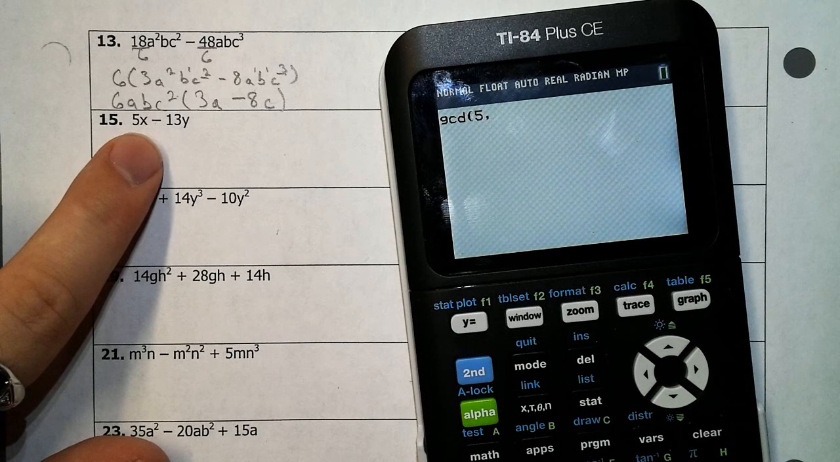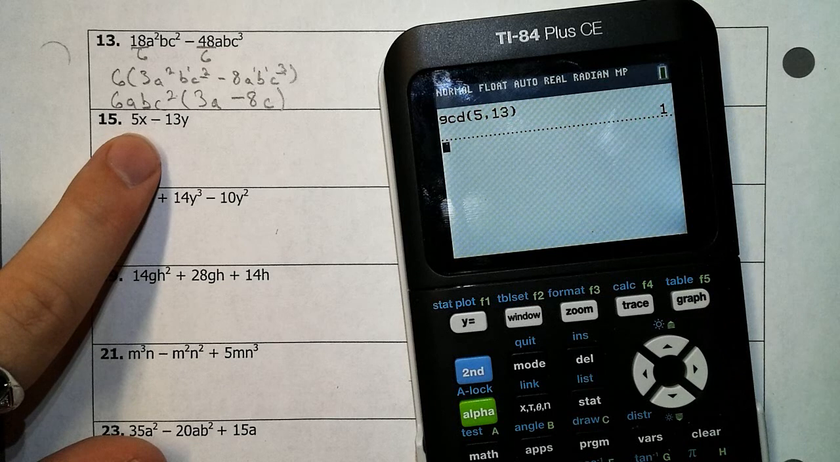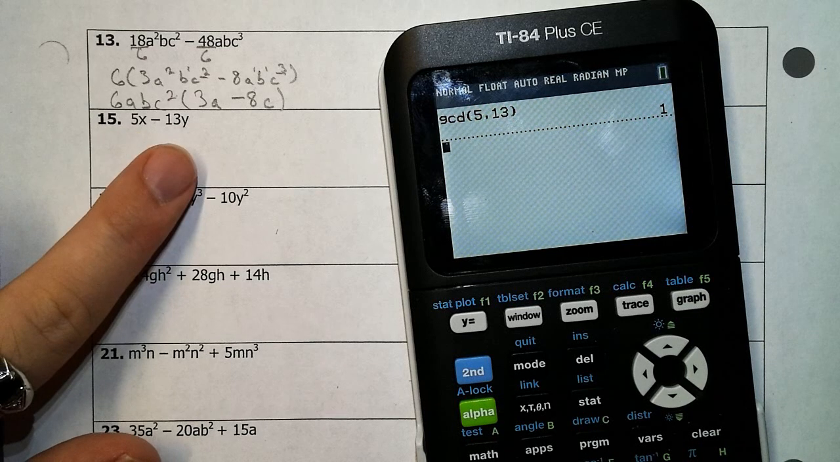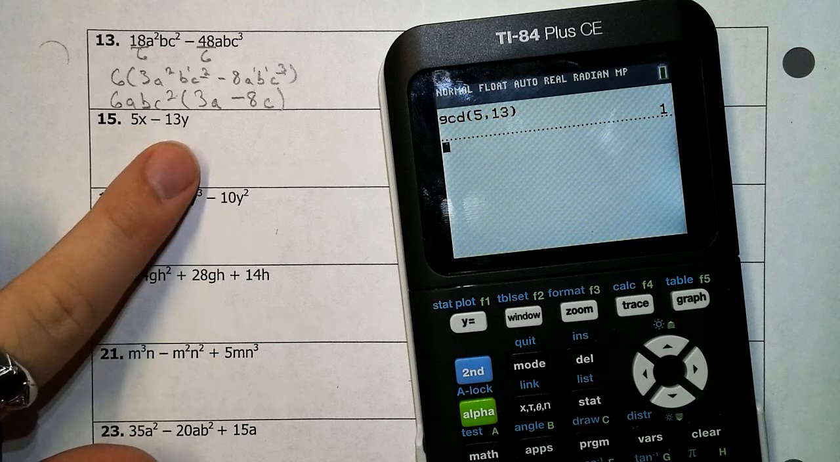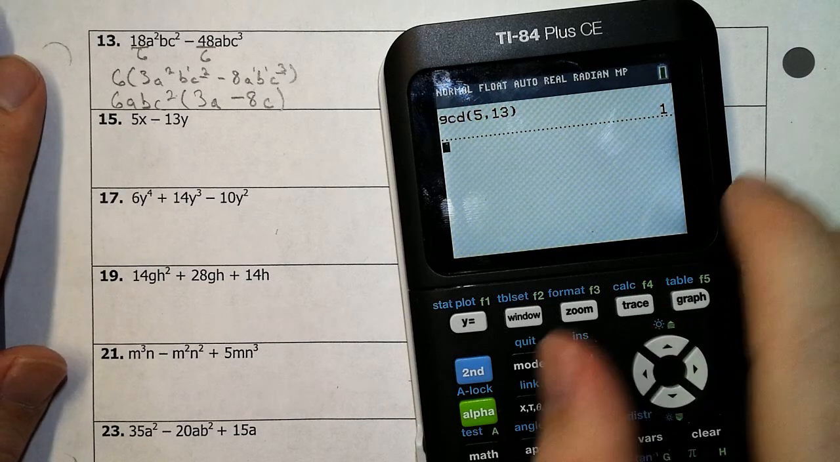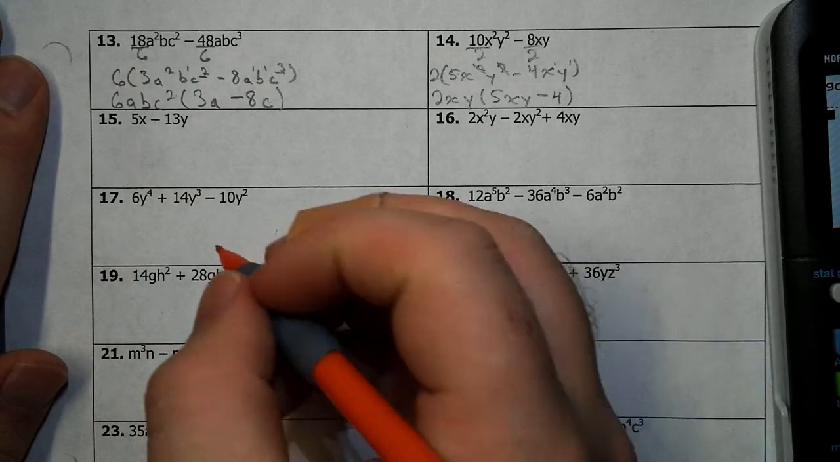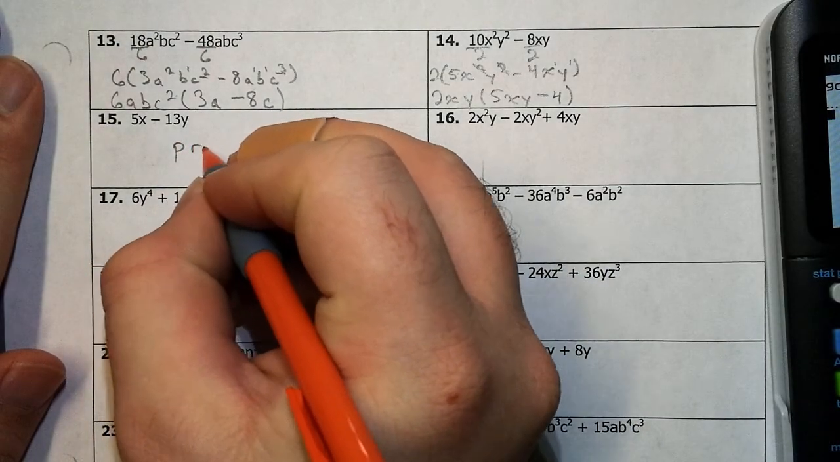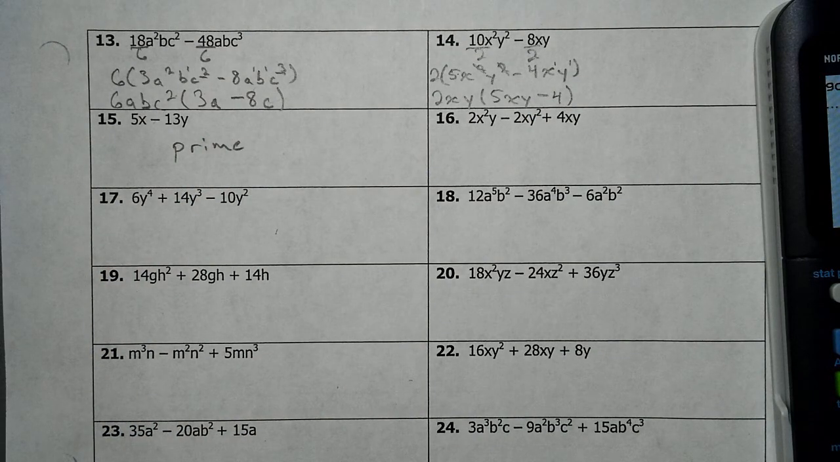5, 13. GCF just tells me 1. If I divide 5 by 1, I still get 5. 13 by 1, I still get 13. Then I look at the letters. I have an x here and a y there. The letters are not the same, so I can't divide them out. So this is one that would actually be prime, because there's nothing I can divide out of both of those values.